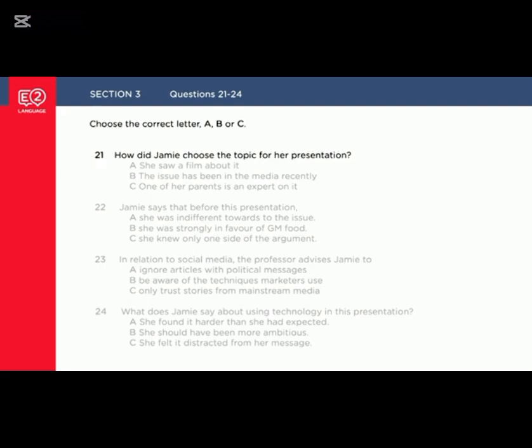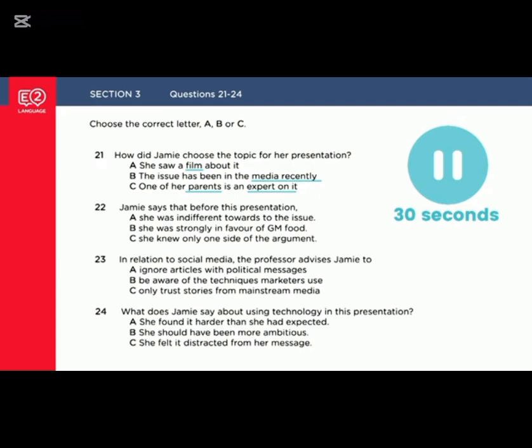Question 21, how did Jamie choose the topic for her presentation? Remember, we're in an academic context here. So at university, Jamie's probably a student talking to a tutor or a professor. How did she choose the topic? A, she saw a film about it. B, the issue has been in the media recently. Or C, one of her parents is an expert on it. Pause the video now for 30 seconds and read through 22, 23, and 24.